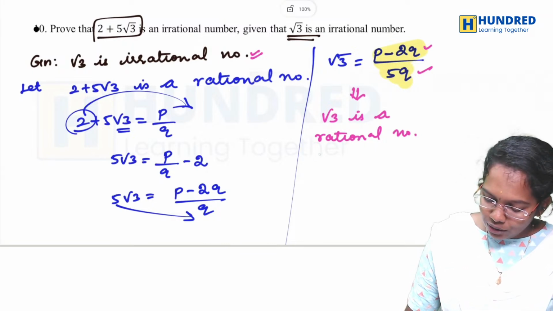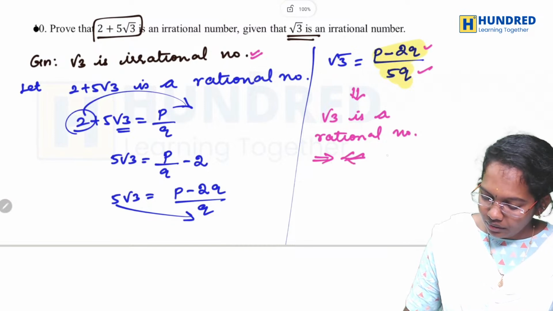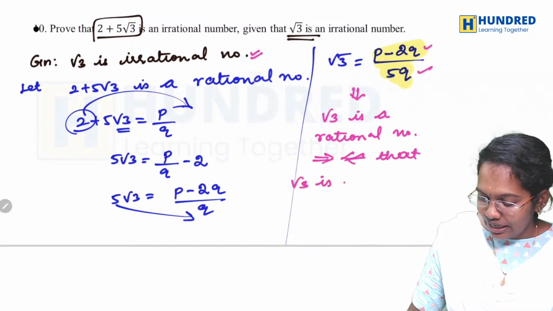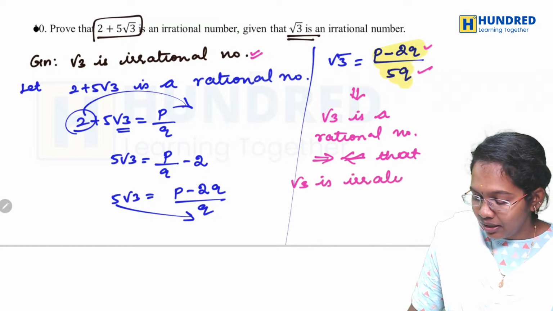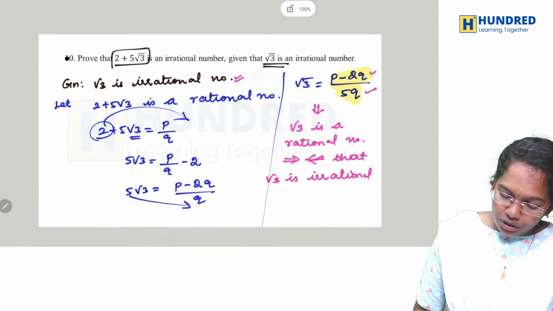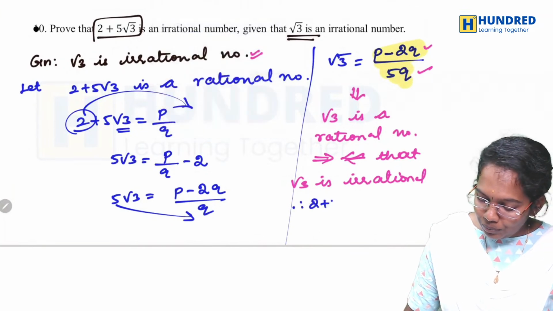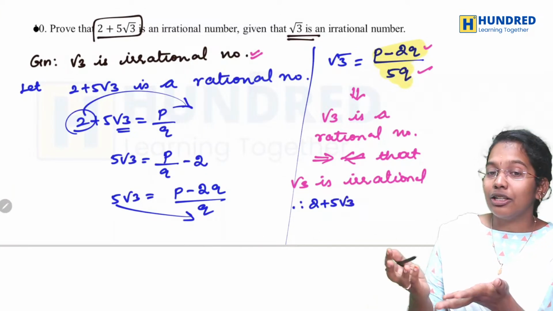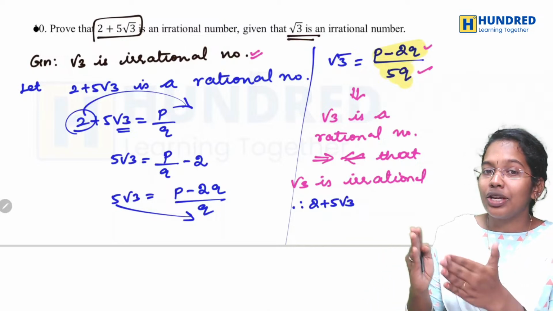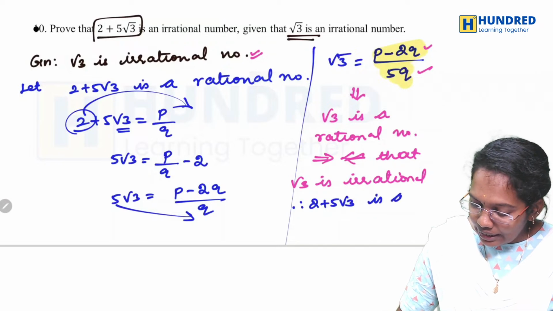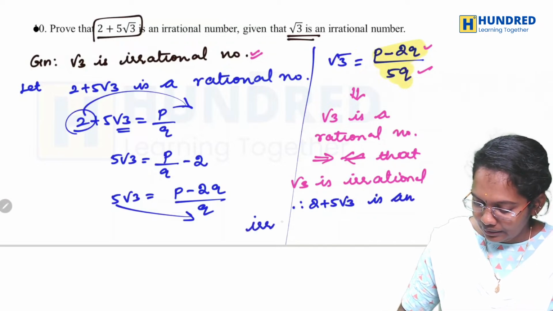So this contradicts the given part, that root 3 is irrational. So now we can conclude that our assumption is wrong. After that you can go and say that 2 plus 5 root 3 is an irrational number.